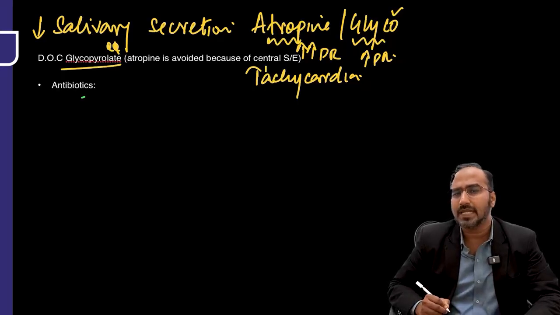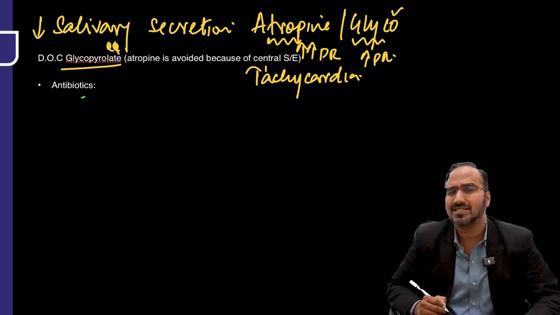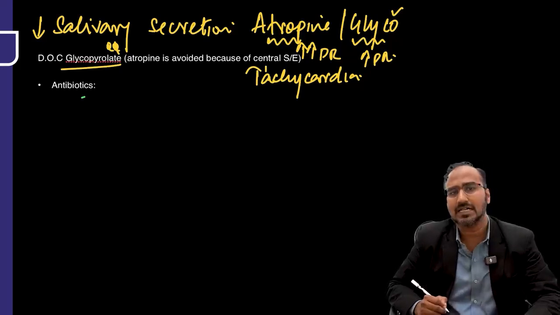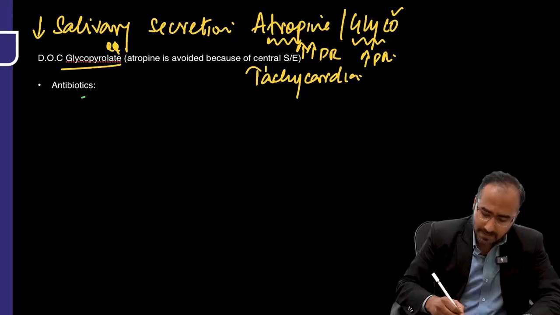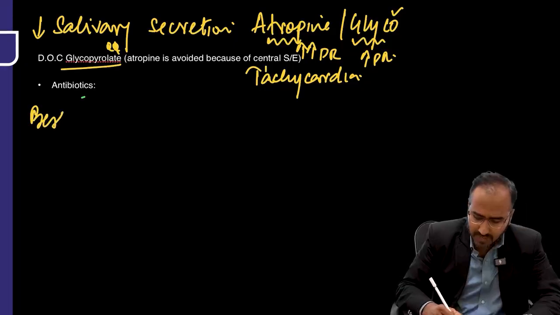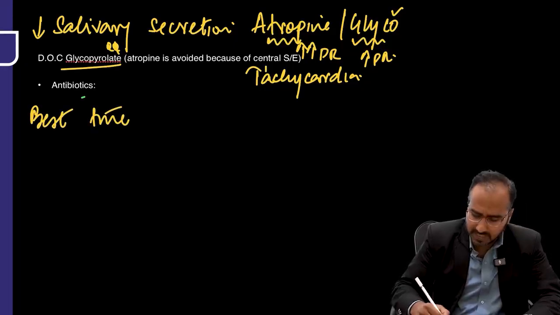Last is antibiotic. What is the need of giving antibiotic before surgery? Before surgery, we give antibiotics so that we can easily prevent the surgery-induced infection or instrument-induced infection or any nosocomial infection.